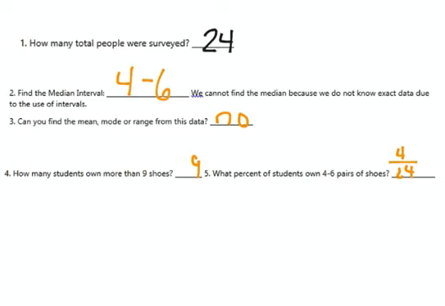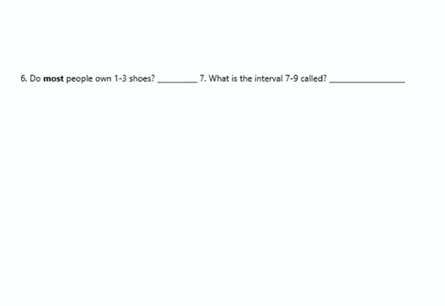If I divide 4 by 24, I'm going to get 0.16 repeating, so that's 16.6 repeating percent. That's the percentage of students who own 4 to 6 pairs of shoes. All right, number 6, do most people own 1 to 3 pairs of shoes? Now this word most is in bold because most means 50% or more.